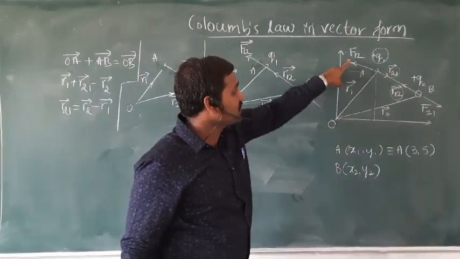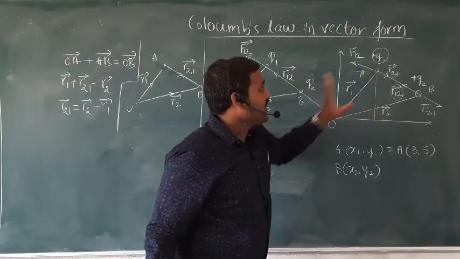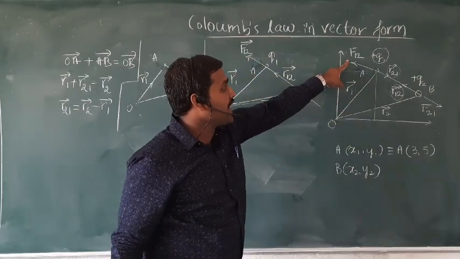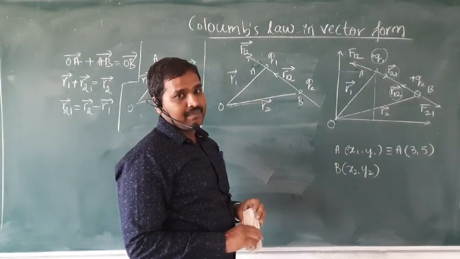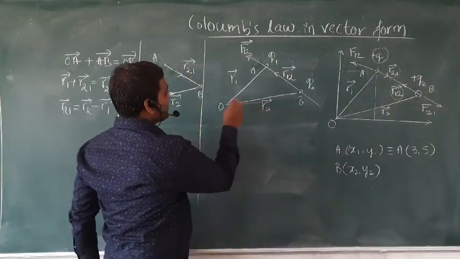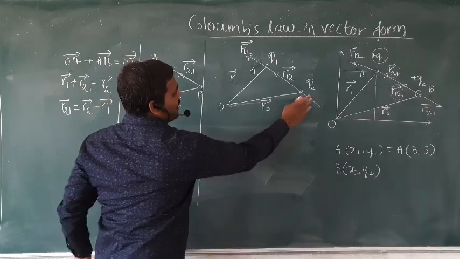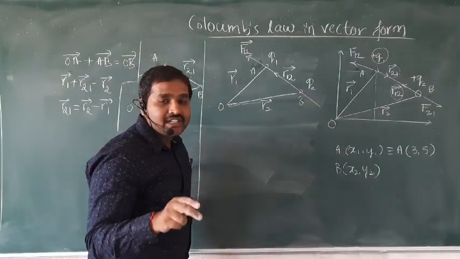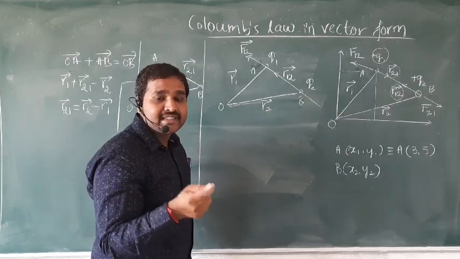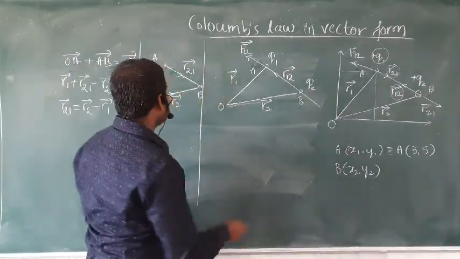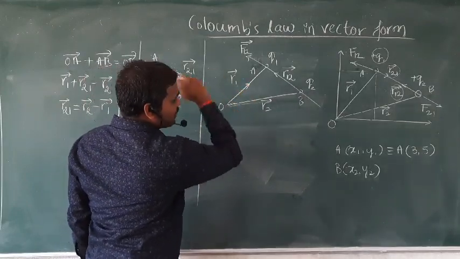When I consider force F12, I should consider the position vector of B to A, because that force is acting in the direction of B to A. Now, just as we applied the triangular law of addition of vectors earlier, apply it here too. I should consider two vectors represented by two consecutive sides taken in the same order. Here I have O to A and A to B, so I cannot take it that way.